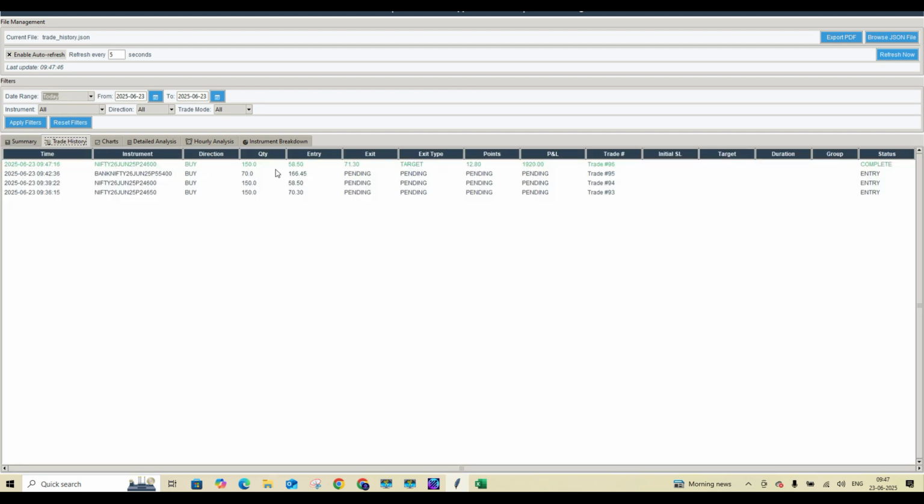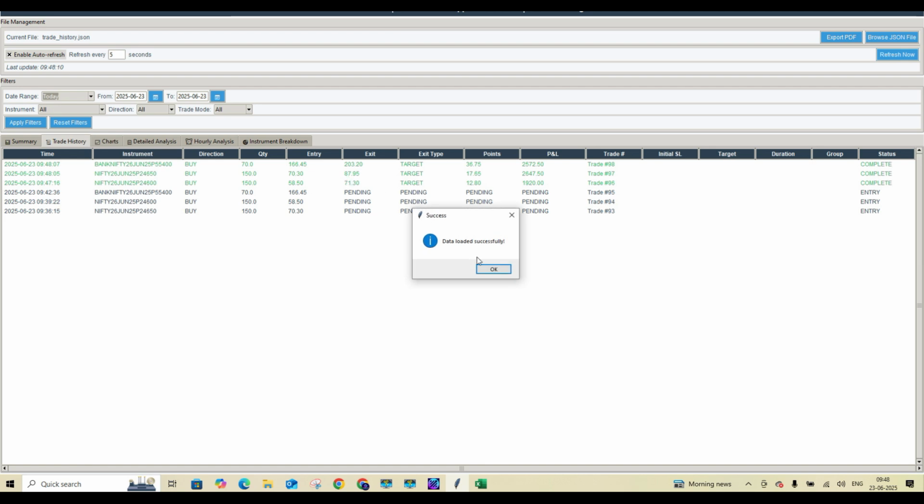There is a profit and the target is hit, and you can see the details mentioned here: with 150 quantity, the second entry at 58 and exit at 71. Yes, one more trade is in profit. Yes guys, you can see everything is going automatically.